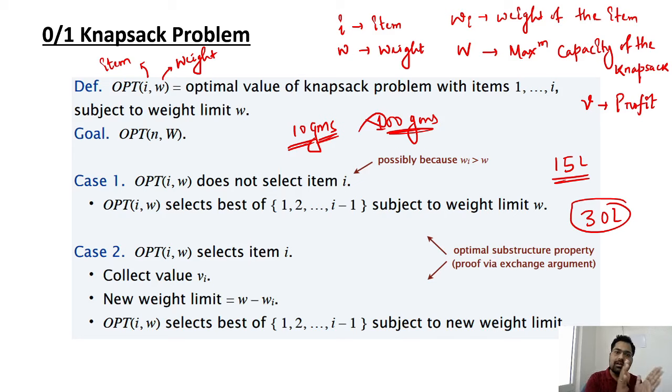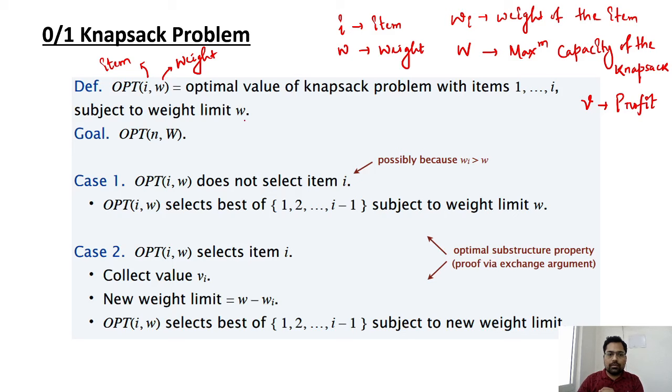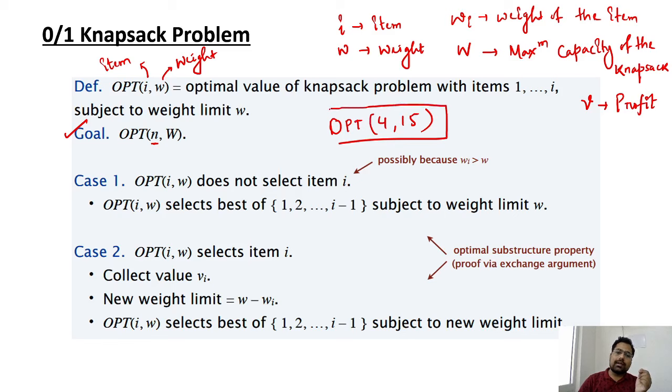Non-divisible items are a part of the 0/1 knapsack. That is what we are going to discuss here. So in this case, we are going to find OPT(i, w), the optimal value, meaning the profit, which will be written in tabular format. The number of items could be n, suppose 4 items. The target is to find the result for 4 items, and the capacity is suppose 15.